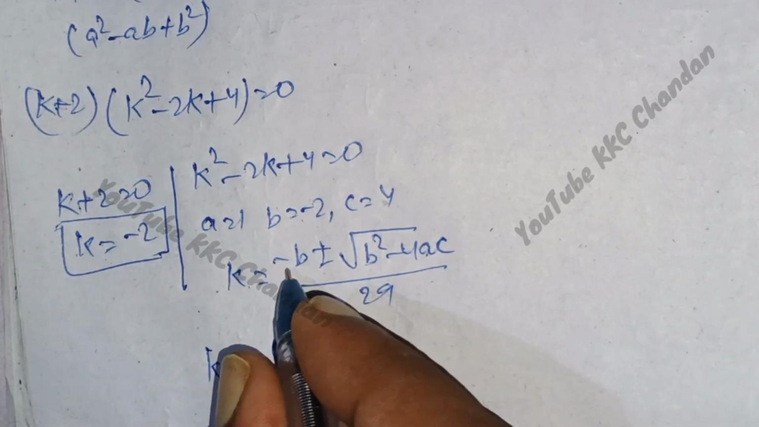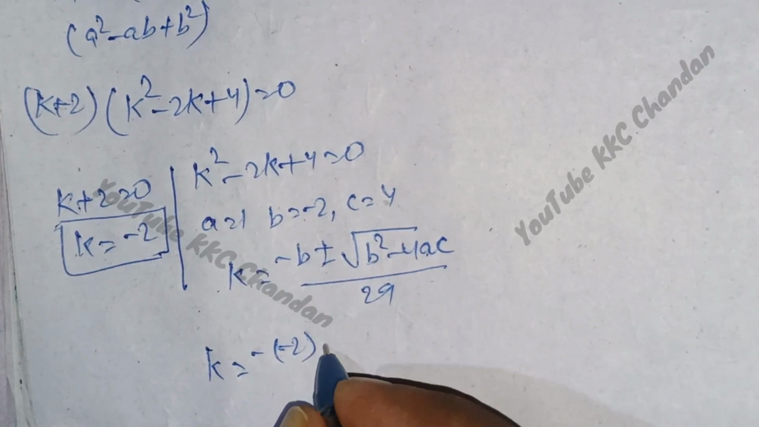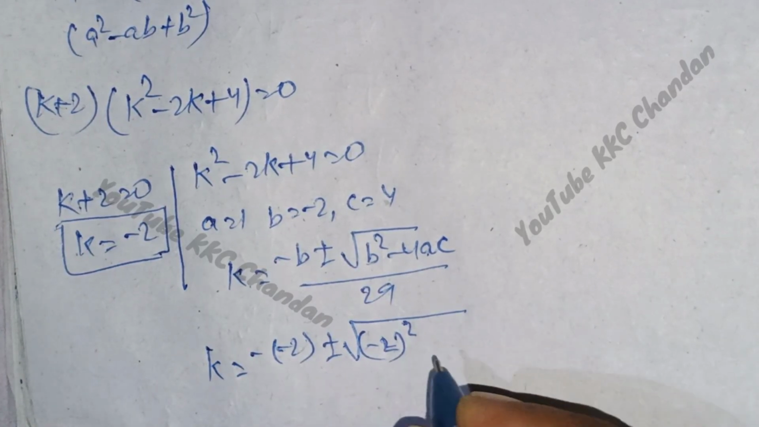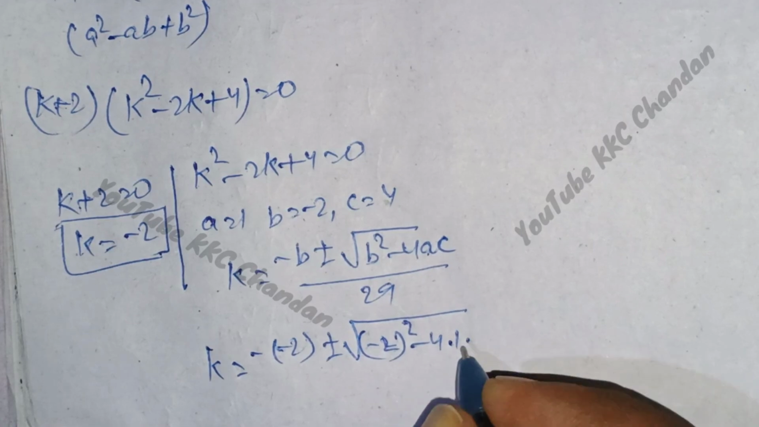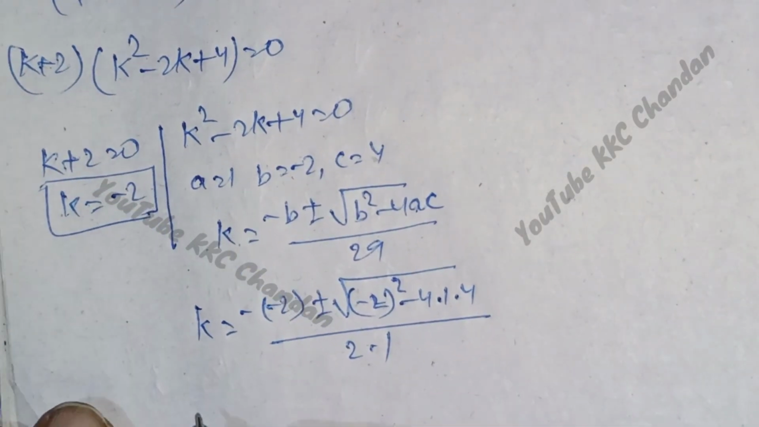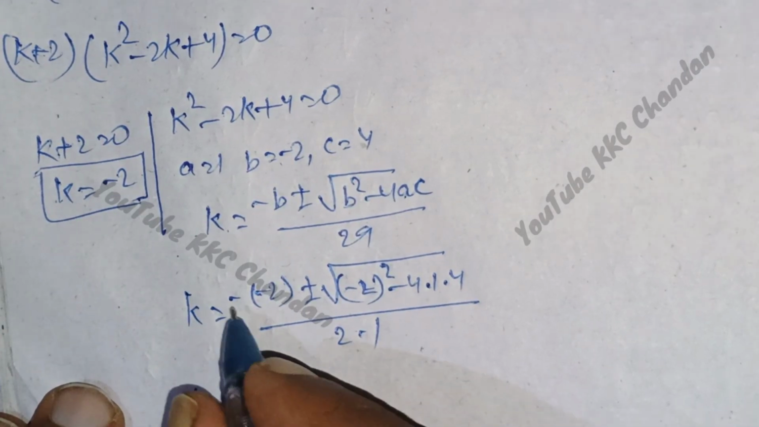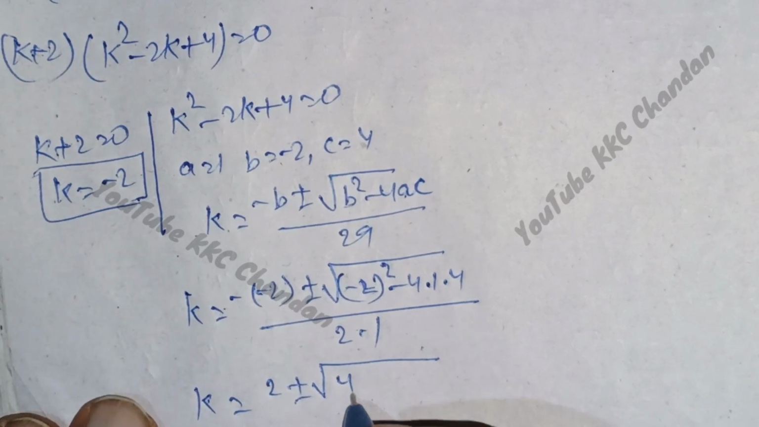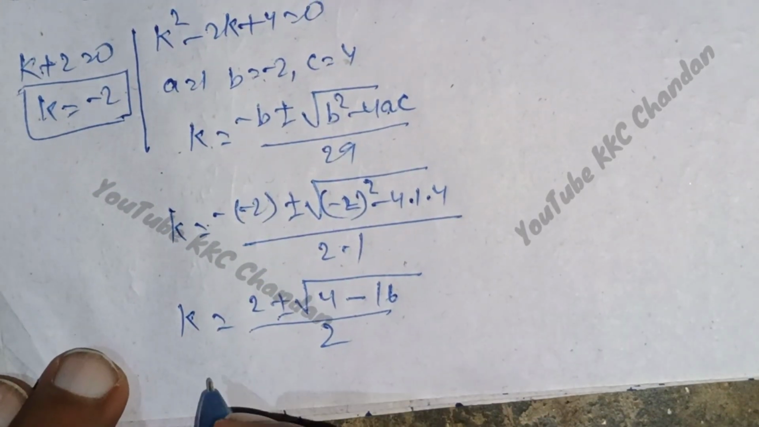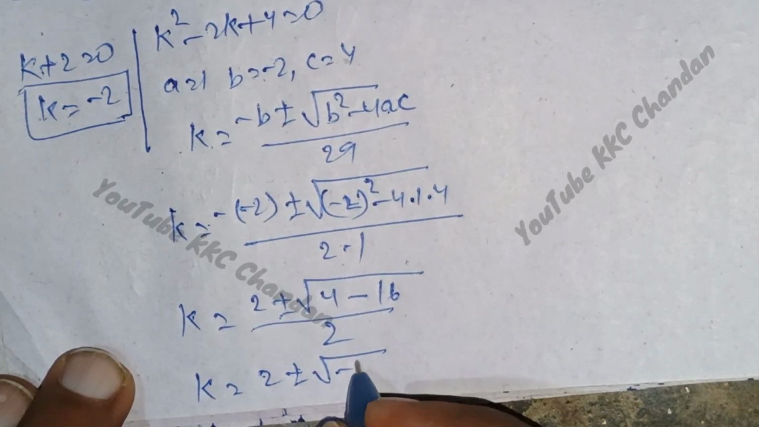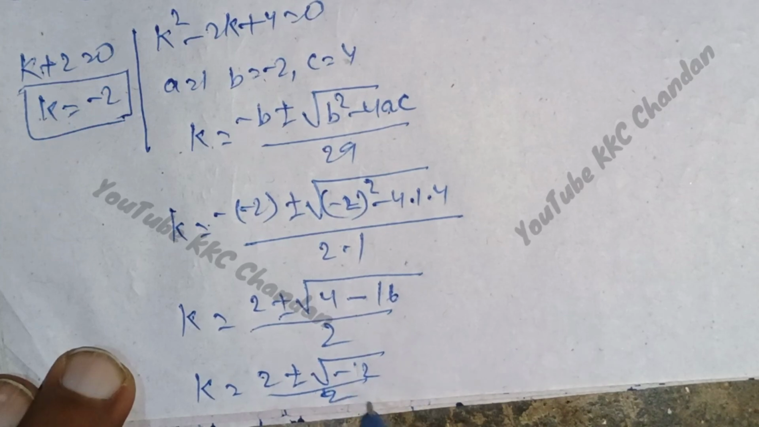Minus b value, minus of minus 2, plus minus root under b square, minus 2 square, minus 4 into a value 1, c value 4, divided by 2 into a value 1. After the next step, k is equal to 2 plus minus root under 4 minus 16, divided by 2. After the next step, k is equal to 2 plus minus root under minus 12, divided by 2.